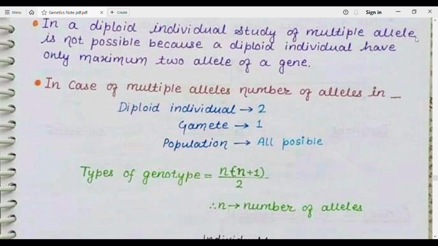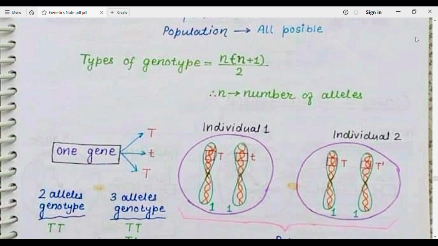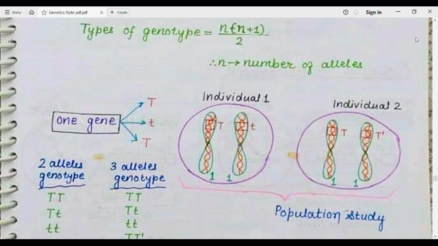So the number of genotypes can be calculated by this formula: n(n+1)/2, where n is equal to the number of alleles. The genes may be completely dominant, incompletely dominant, codominant, or poly dominant, as we will discuss in another video.